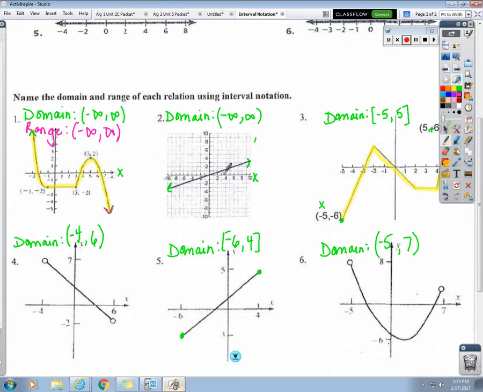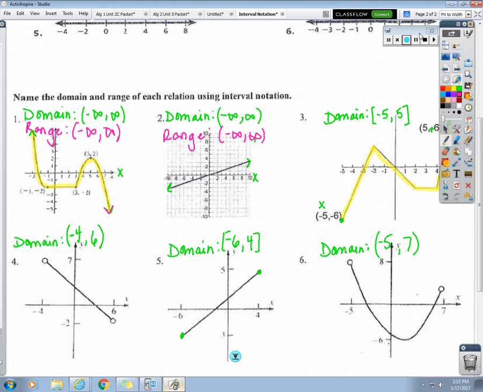Same thing for number 2. As you're going left over here, aren't you also going down? And as you're going right, aren't you also going up? So the range is also negative to positive infinity. All real numbers.